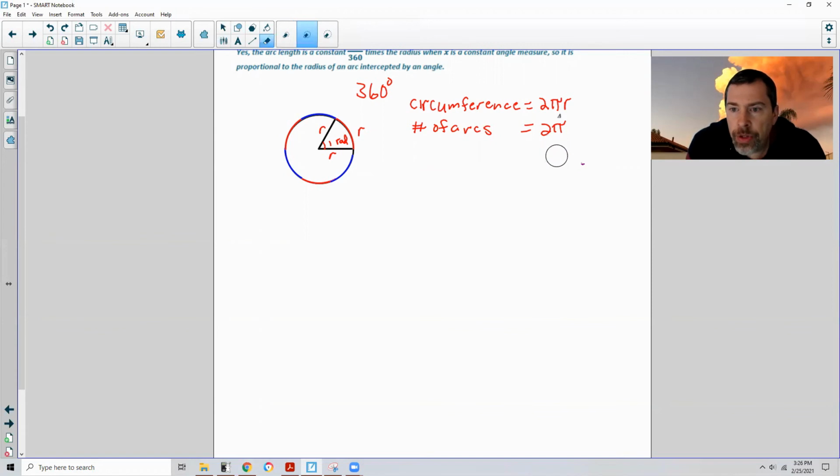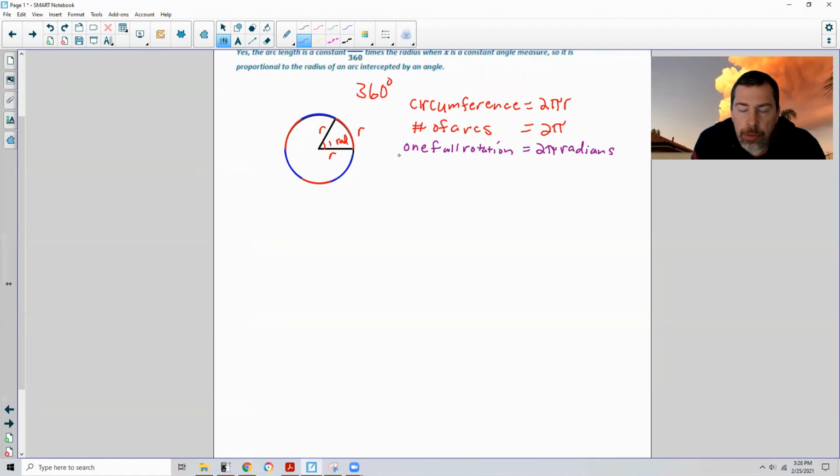With that said, we're going to say that the number of arcs equals 2 pi, and 1 full rotation equals 2 pi radians.